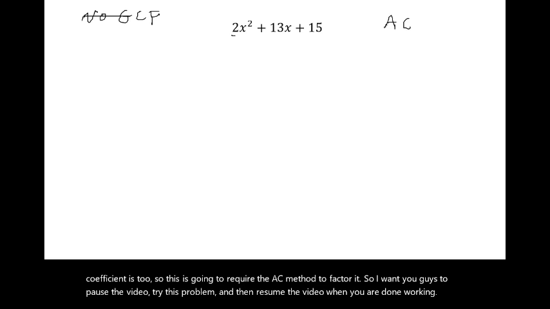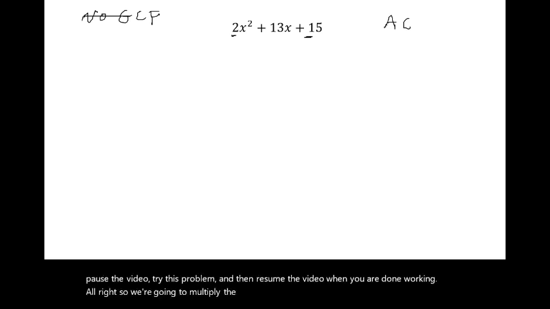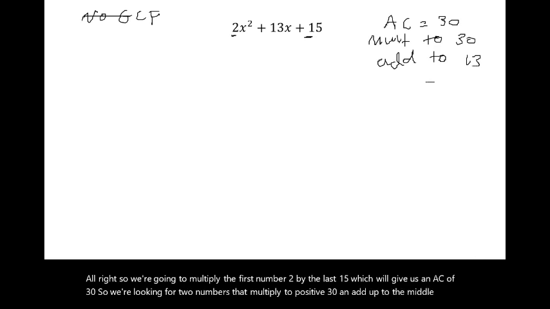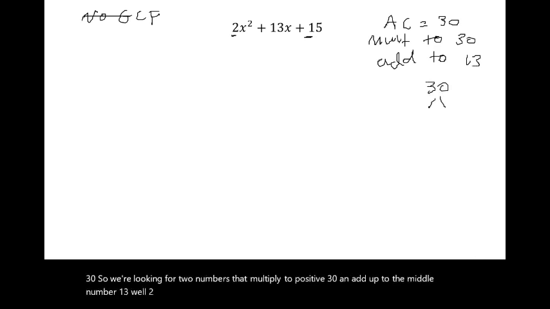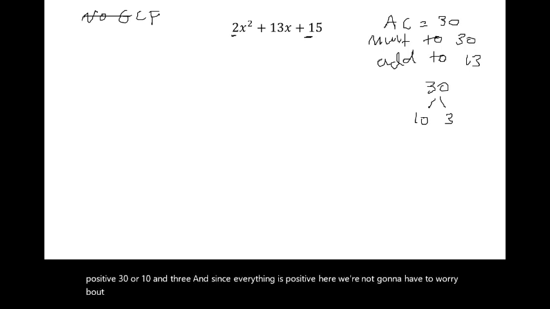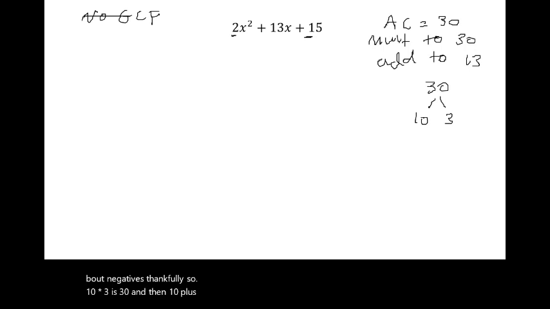All right, so we're going to multiply the first number 2 by the last number 15, which will give us an AC of 30. So we're looking for two numbers that multiply to positive 30 and add up to the middle number 13. Well, two numbers that come to mind right out of the times tables that multiply to positive 30 are 10 and 3. And since everything is positive here, we're not going to have to worry about negatives, thankfully. So 10 times 3 is 30, and then 10 plus 3 is 13.